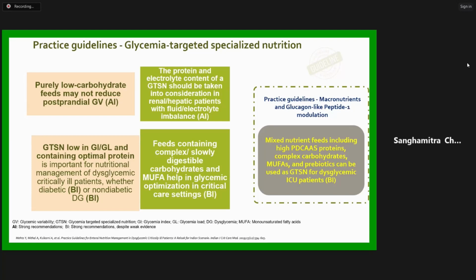So at the end of the day, mixed nutrient feeds including high-class proteins, complex carbohydrates, a bit of MUFA, and the addition of prebiotics, as used in GTSNs, are very difficult to achieve with any kind of feed that we formulate in the kitchen. So we have to make use of these formula feeds. This combination is ideal for the dysglycemic ICU patient. Next slide.